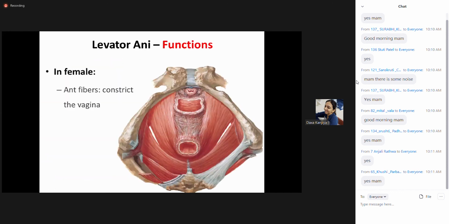So how does it support it? The anterior fibers, that is the pubovaginalis fibers, constrict the vagina. They narrow down the opening of the vagina, and thus prevent the descent of the uterus, and thus it supports the uterus.